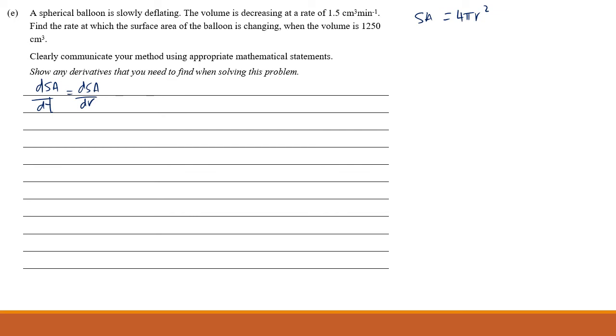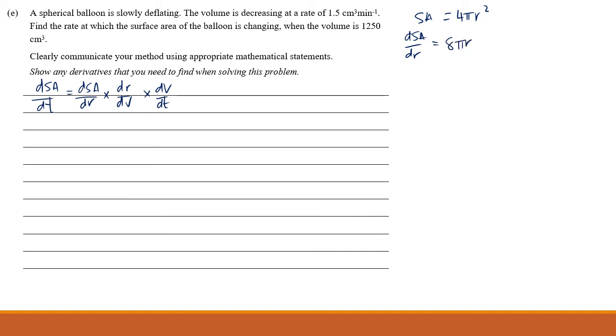Because we've got a d volume over d time. So what we need to do is actually times that by a dr by dV. So it's a related rate of change where there's 3 involved. Remember. So dSA over dr, that's going to be 8 pi r.